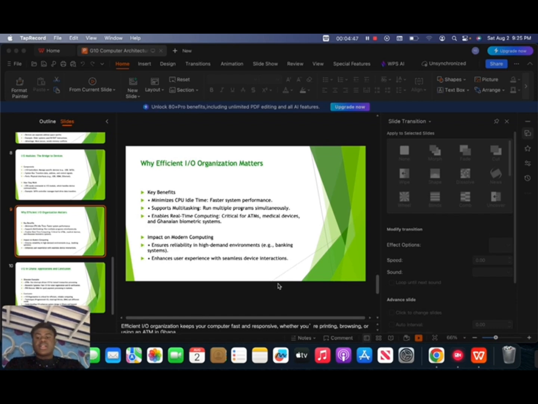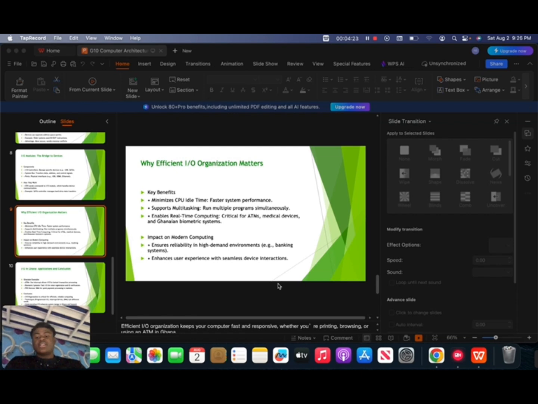So the first one is that it minimizes the CPU idle time. The idle time is more or less the time in which the CPU functions less or does not function at all. So, faster system performance. One of the advantages of IO system organizations is that it speeds up the system's performance.